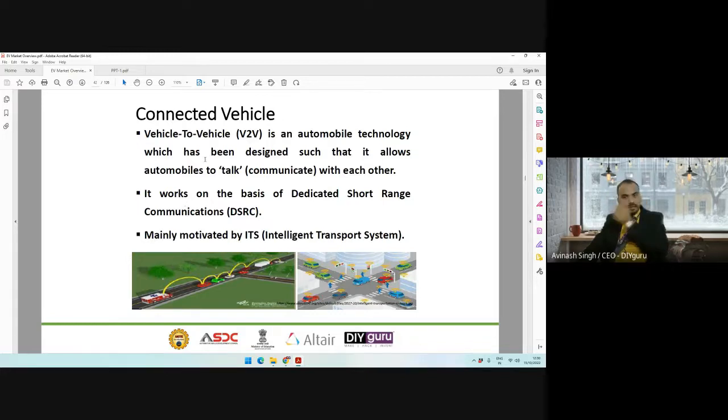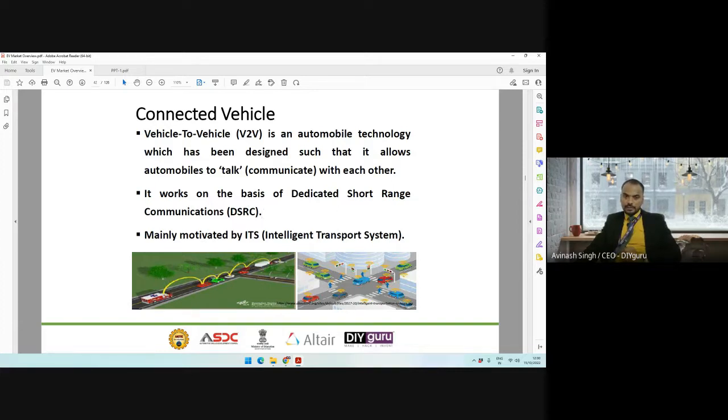When connected vehicle technologies talk to each other, the basis of this communication is called DSRC, dedicated short range communication. I think electronics and communication students can understand this better, but if you want to dive deeper into DSRC, you can look at Wikipedia for details. For right now, just understand that the basis for the communication is dedicated short range communication.